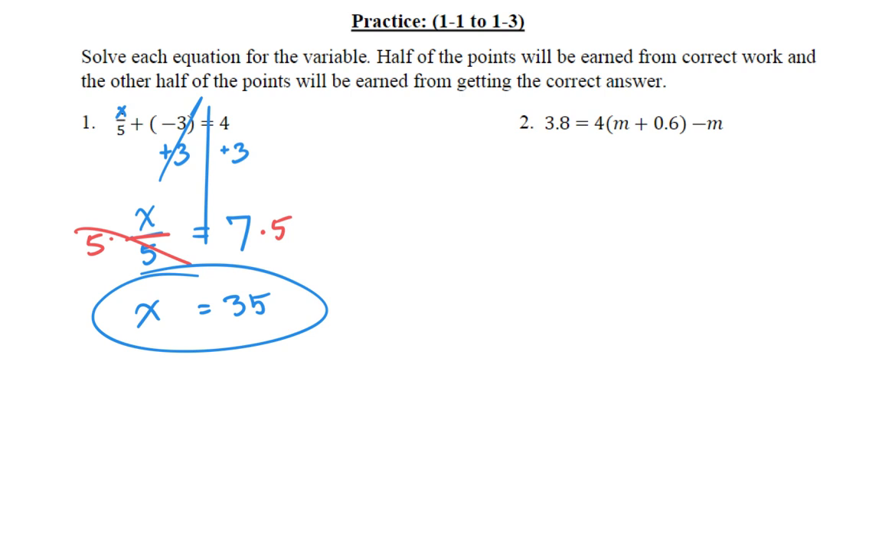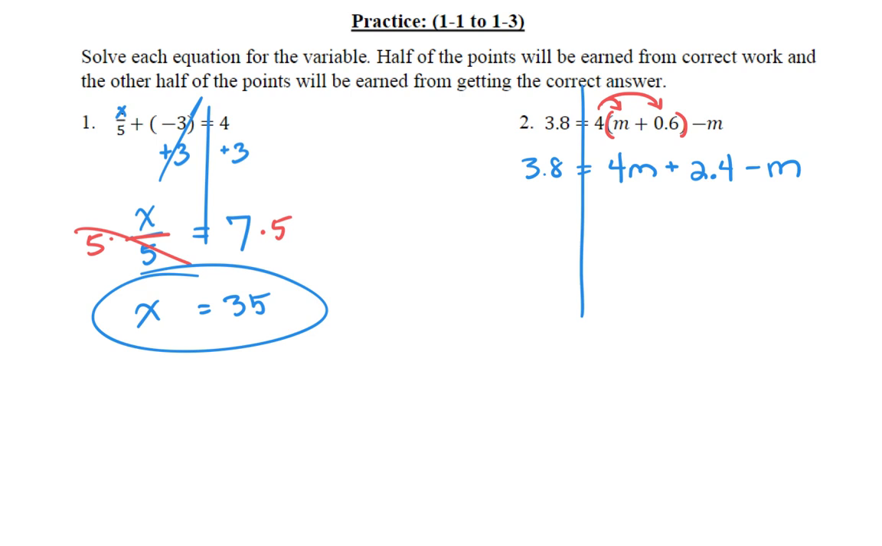All right, on the other side, this is more like it. On this one, I see some parentheses. So we know when we have a number in front of the parentheses that we need to distribute. So we're going to distribute. And when we do, we have a 4 times m, so 4m, and a 4 times 0.6, and 4 times 0.6 is 2.4, and that minus m is still hanging out.